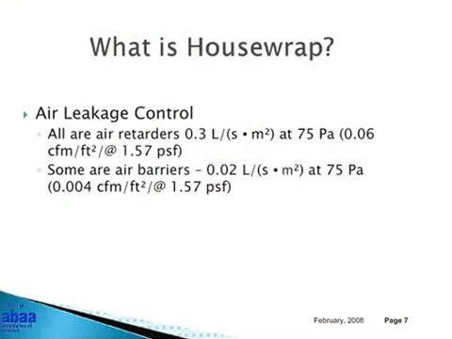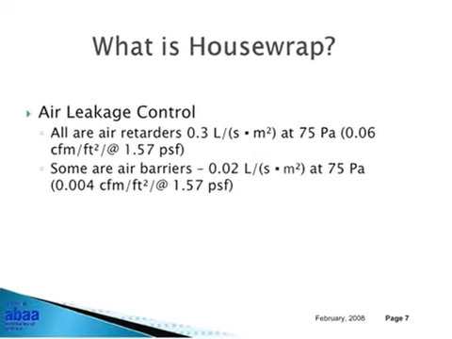Another function that it provides is air leakage control. It's going to reduce the air permeance of the material. Some of the Housewraps will act as an air barrier material. All of the Housewraps will act as an air retarder. To act as an air barrier material, you need to meet the requirements set forth by the Air Barrier Association of America, which is 0.02 liters per second per meter squared. That is the minimum resistance to be called an air barrier material.